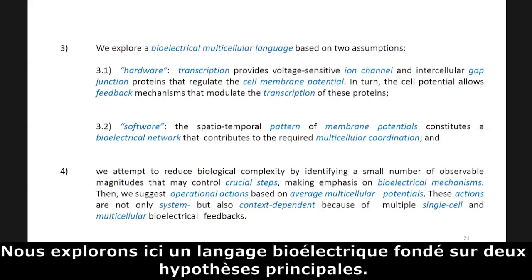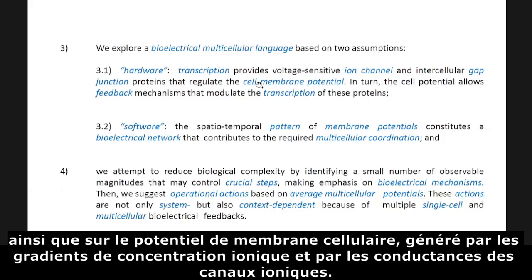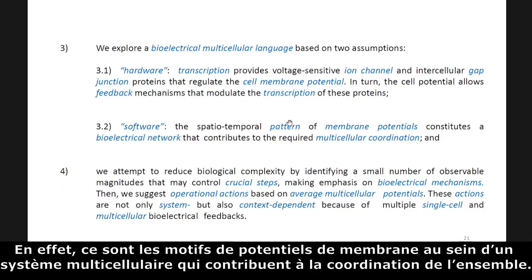We will explore here a bioelectrical language which is based on two assumptions. First assumption, the hardware in the computational language is based on ion channels and gap junctions that join two neighboring cells, and especially the cell membrane potential that is generated by ionic concentration gradients and by the conductances of the ion channels, because it is the pattern of cell membrane potentials in a multicellular system that contributes to the coordination of this ensemble.